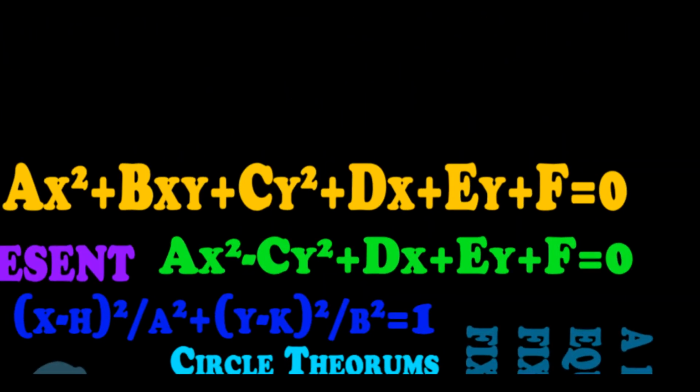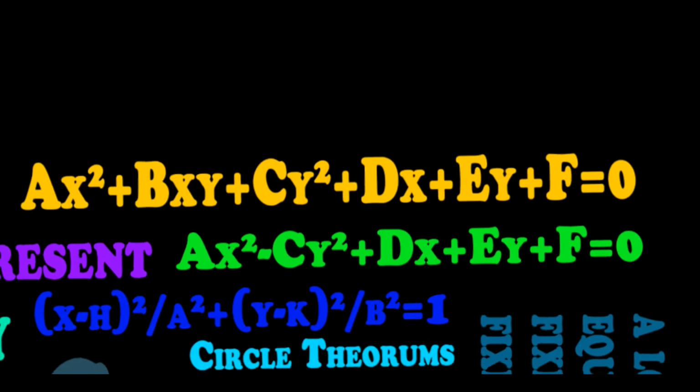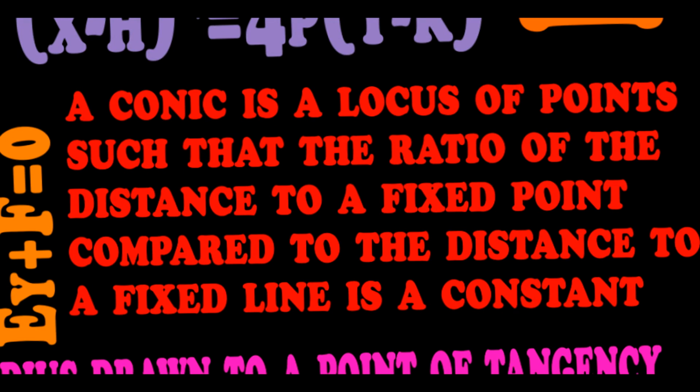The standard equation of a conic is ax² + bxy + cy² + dx + ey + f = 0. A conic is the locus of points such that the ratio of the distance to a fixed point compared to the distance to a fixed line is a constant.